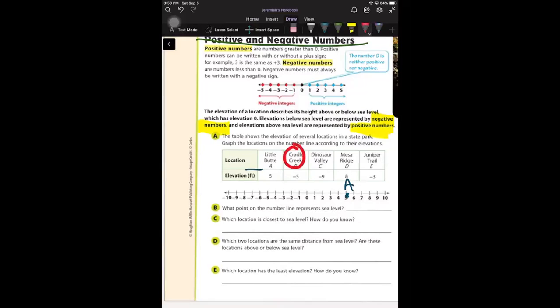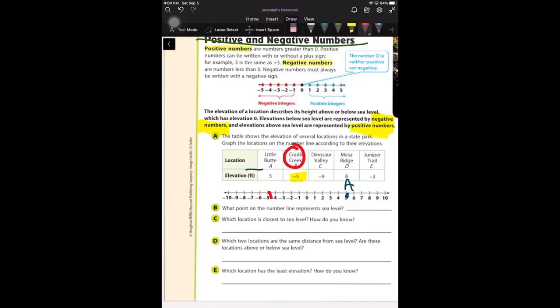Crowder Creek. It is a B. So it says -5 Crowder Creek. Is it negative or is it positive? It's negative. So on the number line, where are the negative numbers? Are they to the right of the 0 or to the left? They are to the left of the 0 on the number line.